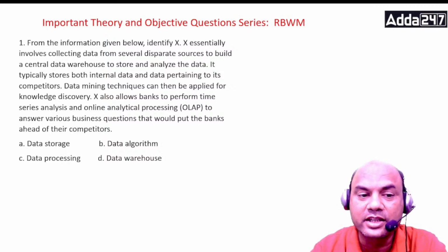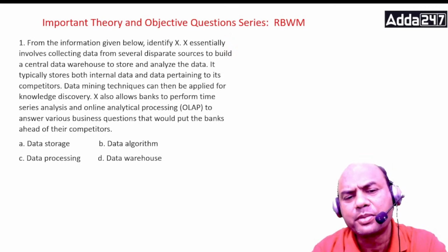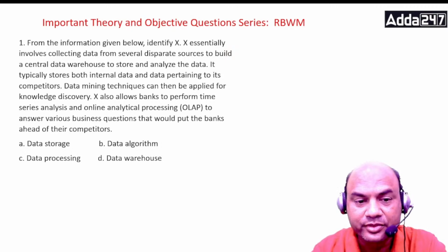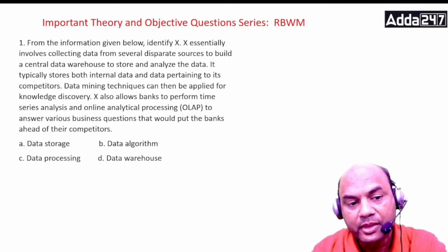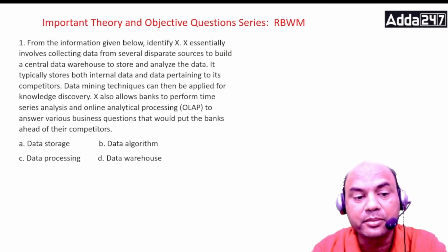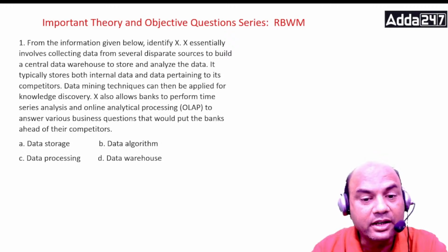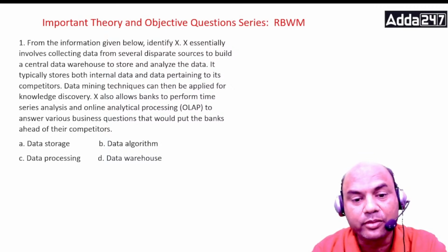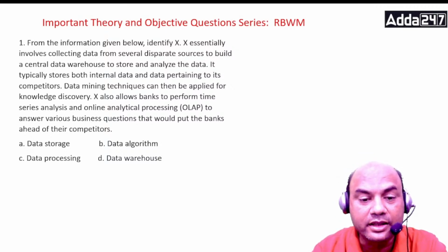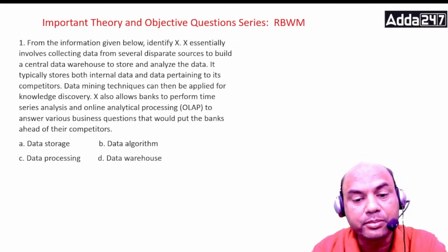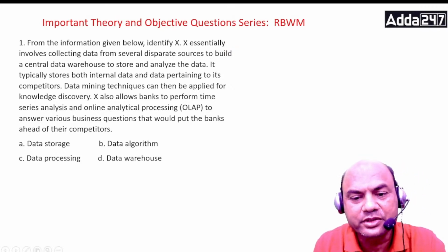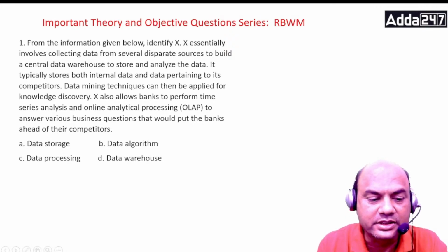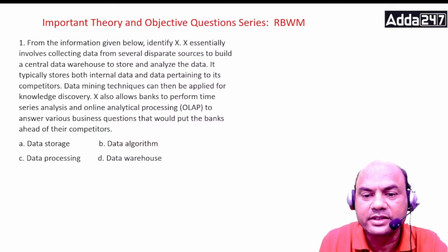X essentially involves collecting data from several disparate sources to build a central data warehouse to store and analyze the data. It typically stores both internal data and data pertaining to its competitors. Data mining techniques can be applied for knowledge discovery. X also allows banks to perform time series analysis and online analytical processing to answer various business operations that would put the banks ahead of the competitors. What is the actual question? See, there is something X. In this X, what is happening?